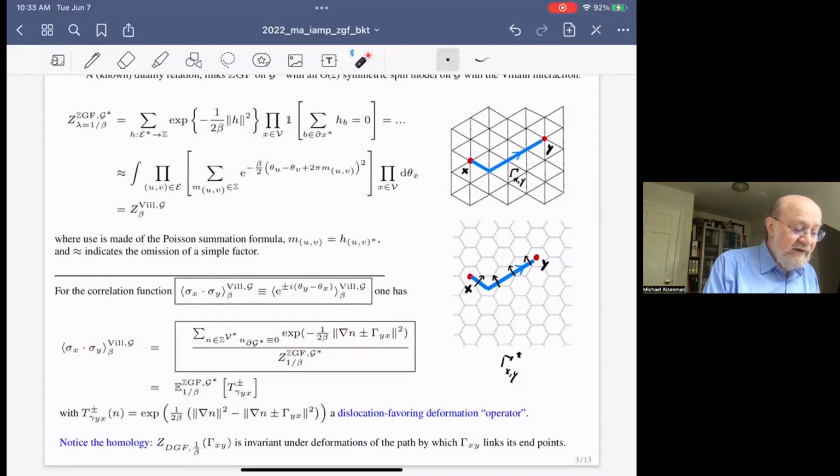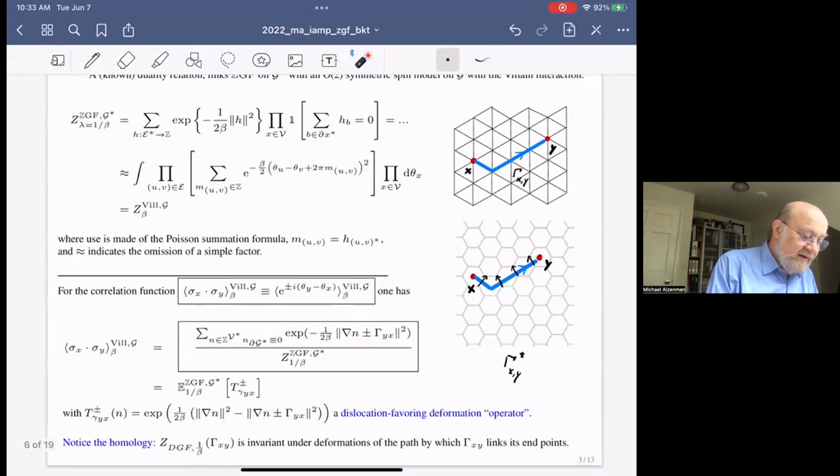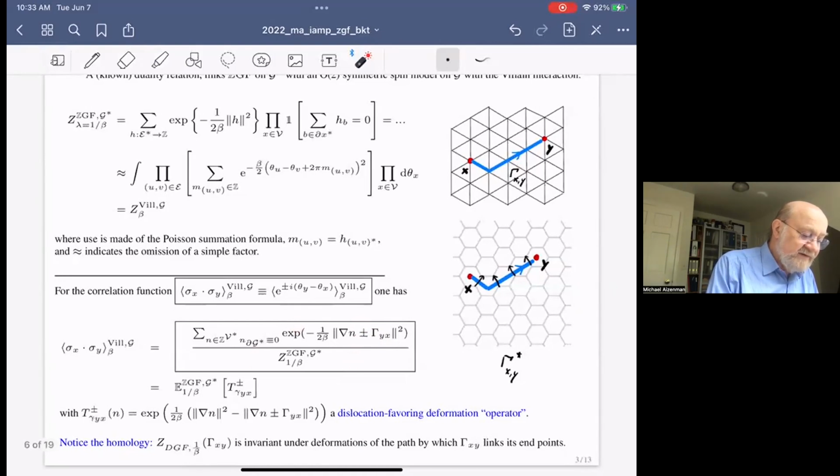It may remind you of the disorder variables for Ising models. Such a structure appears there. And just as in the other example, you should notice the homology, namely, while gamma appears explicitly in this formula, the dependence on gamma is such that the value of this is not modified under the deformation of the path.